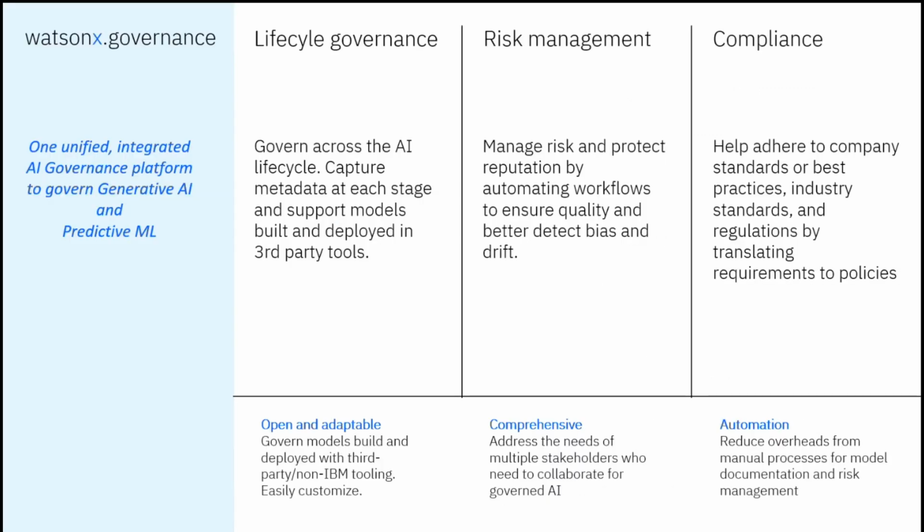You may have heard of IBM OpenScale, which monitors your AI's drift and bias, IBM's AI fact sheets, which collects all the metadata and facts about a model, or even IBM OpenPages, which is a governance, regulatory, and compliance solution. Well, watsonx.governance is actually all three of these products combined on one platform so you can govern your Gen AI and predictive ML models.